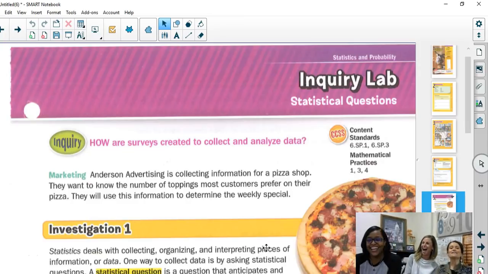Okay, so we are going to talk about statistical questions, because the last little bit of sixth grade learning has to do with data, collecting data, analyzing data, and then displaying your data. But if you're going to collect data, we got to know what a statistical question is.